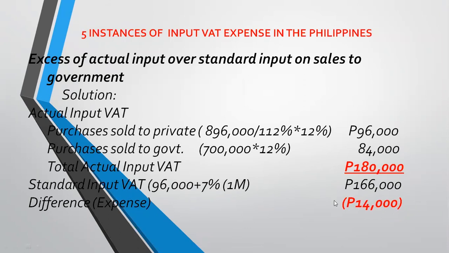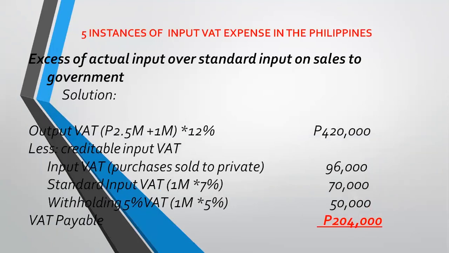So this 14,000 pesos is part of the expense, part of the cost of sale. Now for our VAT payable. Our output VAT is computed as 2.5 million plus 1 million times 12%. So our output VAT is 400,000 pesos.